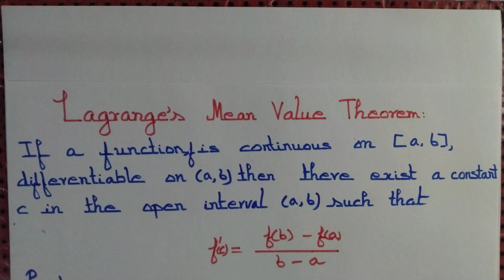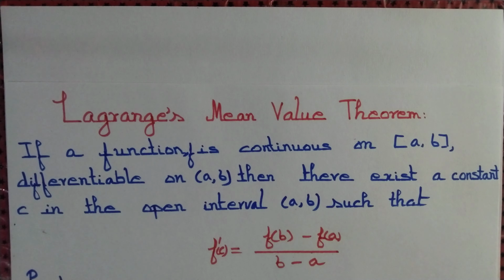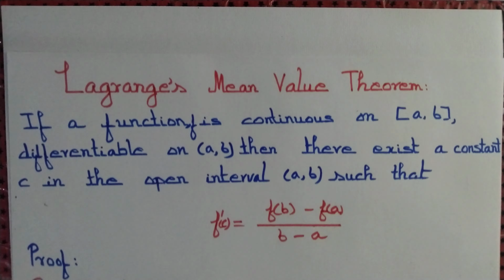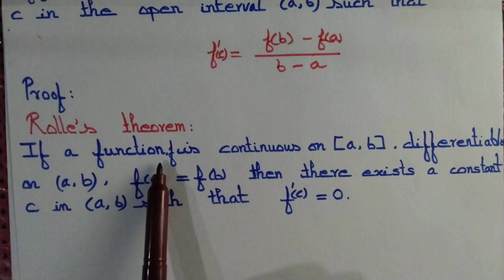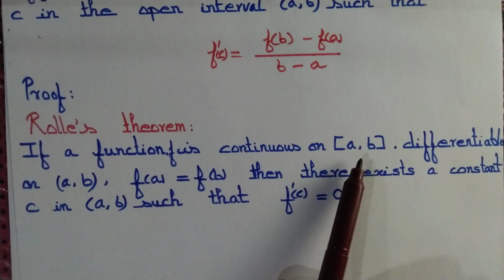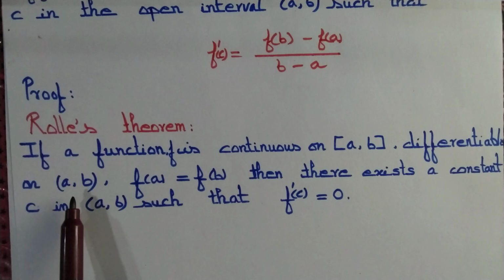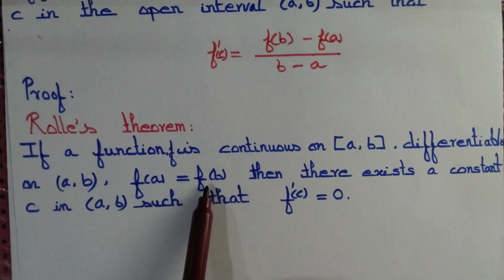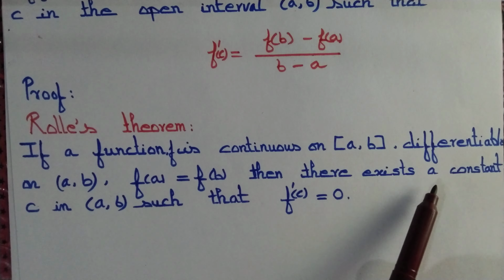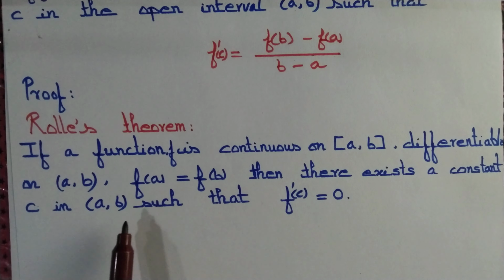Proof of Lagrange mean value theorem is pretty simple if we know Rolle's theorem. So let's state Rolle's theorem. Rolle's theorem states: if a function f is continuous on the closed interval and differentiable on the open interval and f(a) is equal to f(b), that is, the values of the function at the end points are equal, then there exists a constant c in (a, b) such that f'(c) = 0.